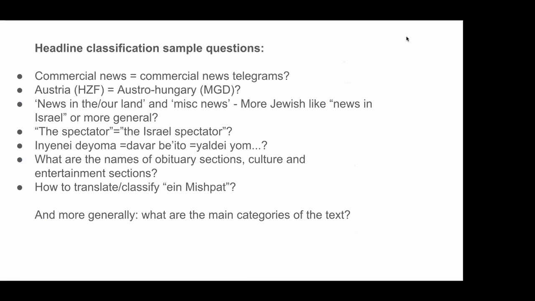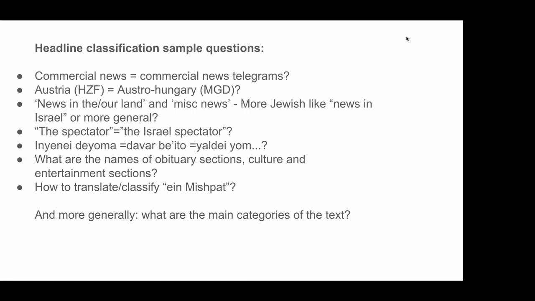There's commercial news as a headline to a specific section, and there are commercial news telegrams. Are these completely the same thing? Is the difference between the news and the telegrams, different types of media, of any influence on the content or not? Should we cluster them together?